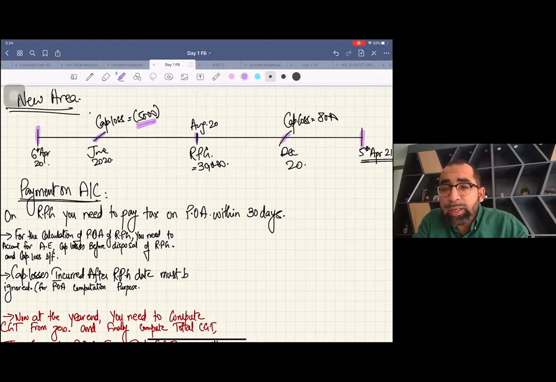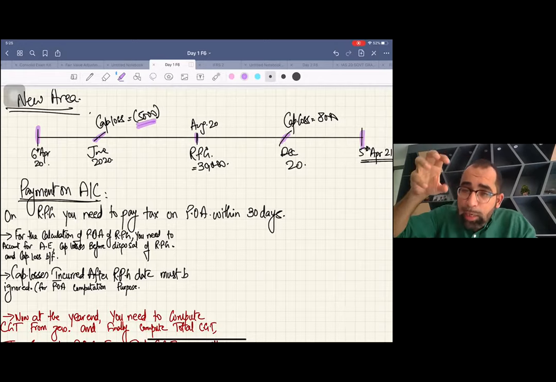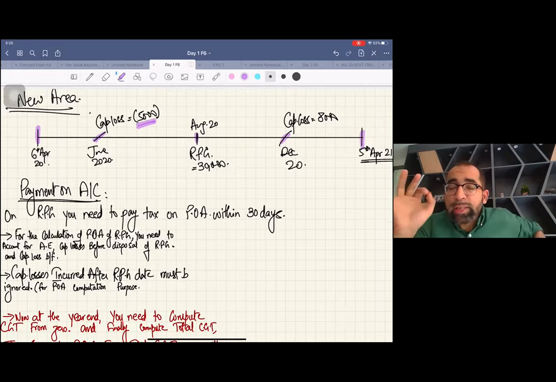For normal CGT, the self-assessment due date is after the end of the fiscal year, 31st January. For example, for the 2021 fiscal year, the normal CGT due date is 31st January 2022. This is the due date for the balancing payment. This is normal.